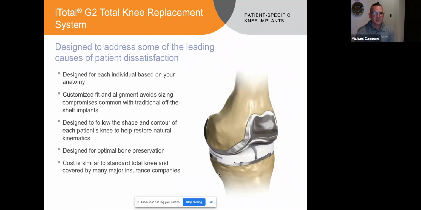So once again, these are designed for individual anatomy. They're customized fit. They follow the shape and contour of your normal knee and are designed for preserving the most amount of bone in the joint that we can. So we're just taking little slivers out as opposed to large pieces of bone, so that if in fact you end up having to have a revision procedure, there's more bone to work with down the road.